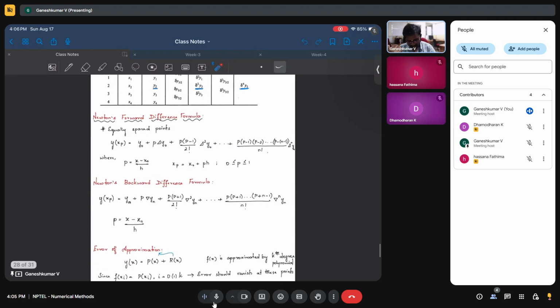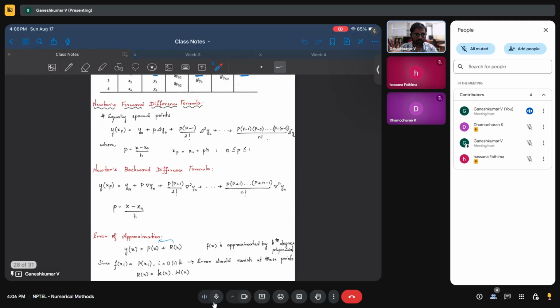And then we saw Newton's forward difference formula, and we saw exhaustive material on this, how to derive it and how the error is calculated and all these things.